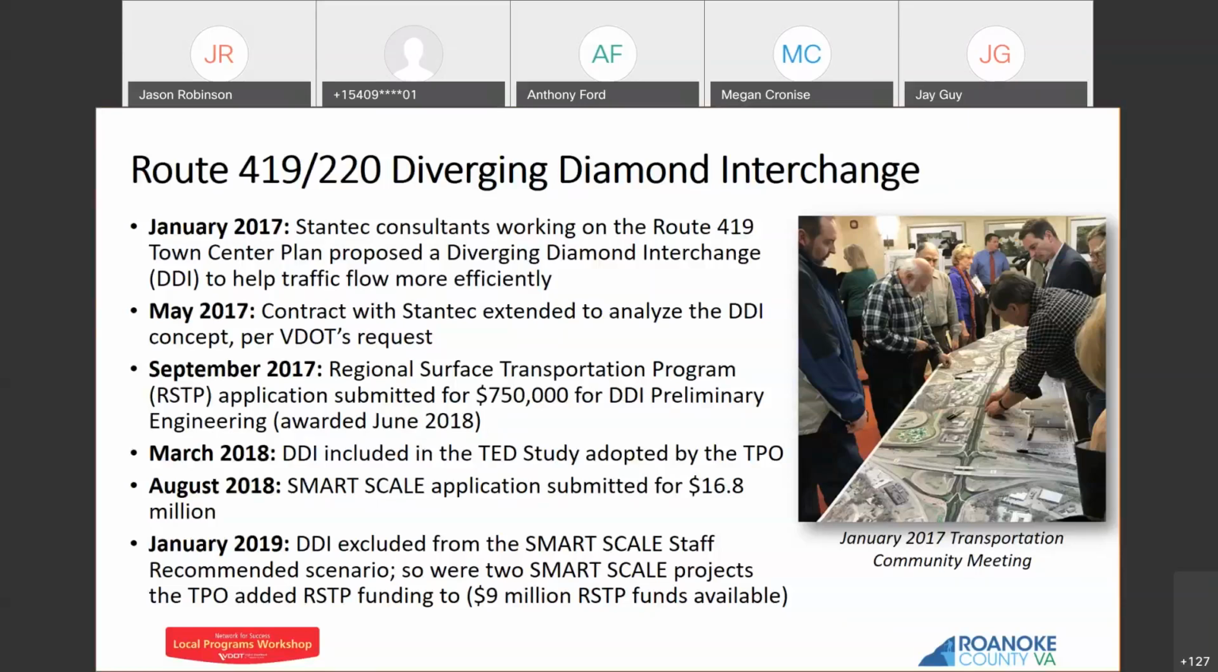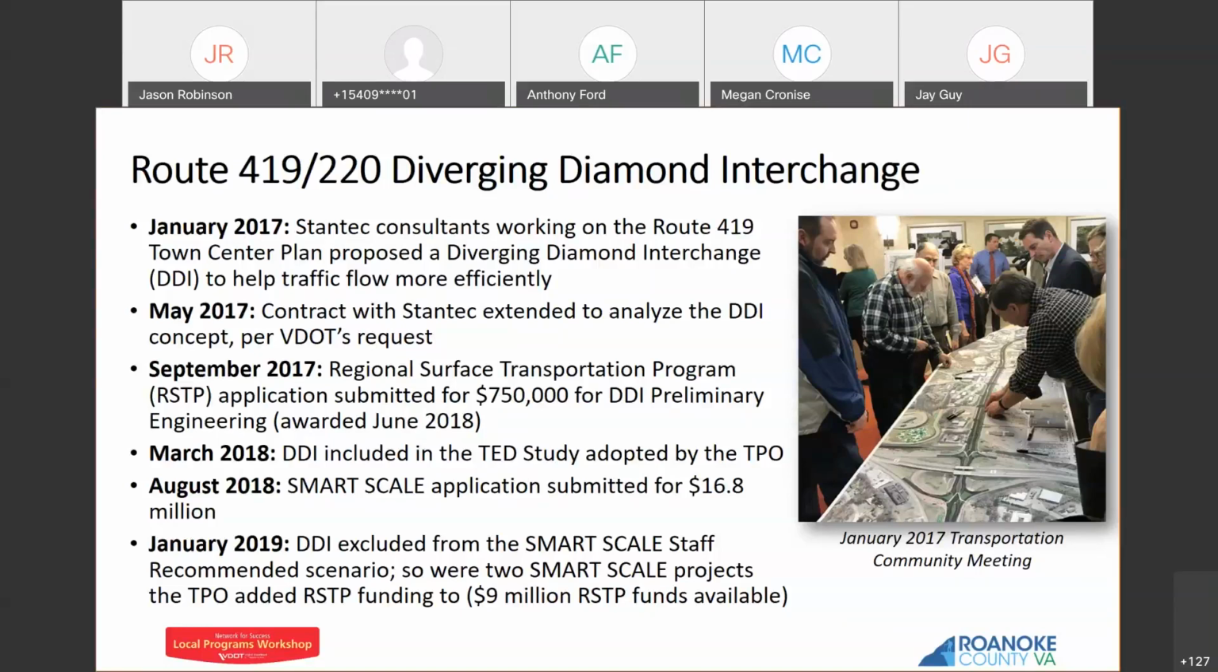We had city transportation staff there who looked at the concept, and we had VDOT staff who looked at the concept. And at VDOT's request, that following May, we extended our contract with Stantec to analyze the DDI concept and to get more information about how it would actually function.